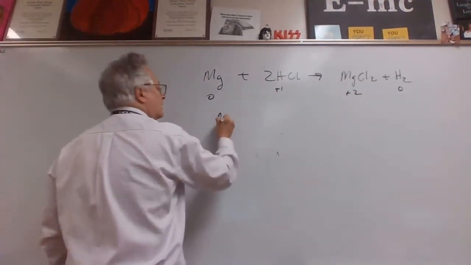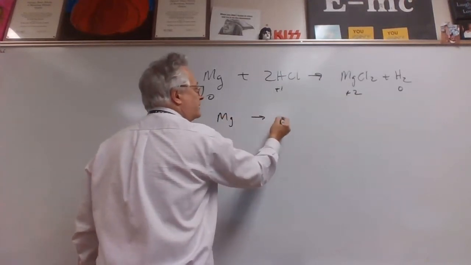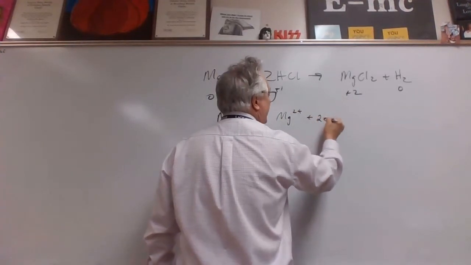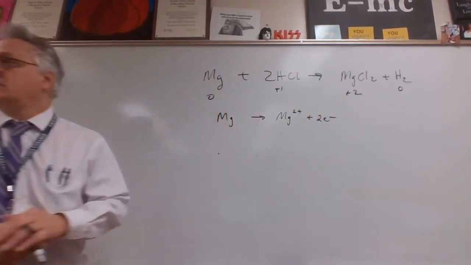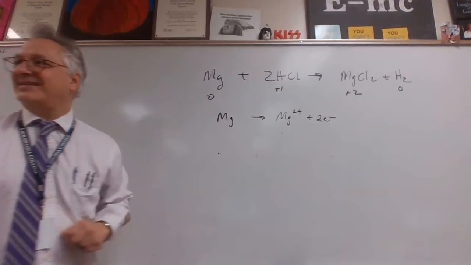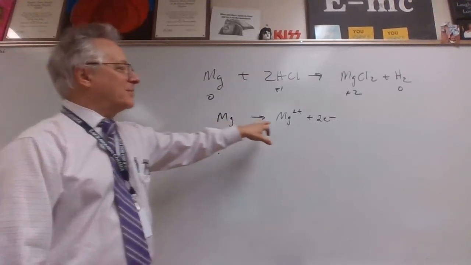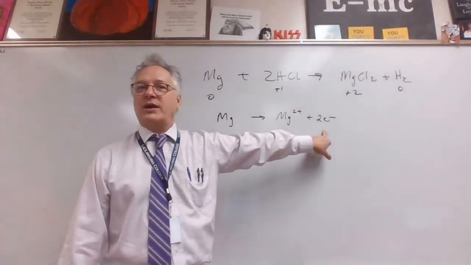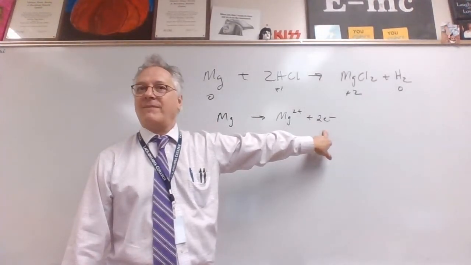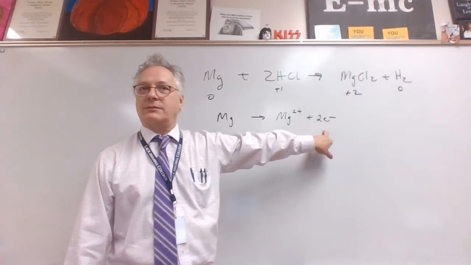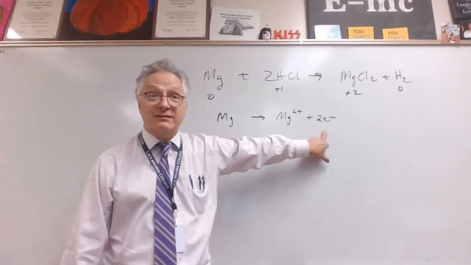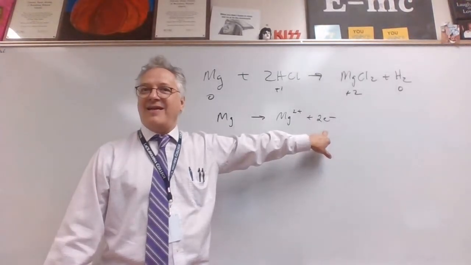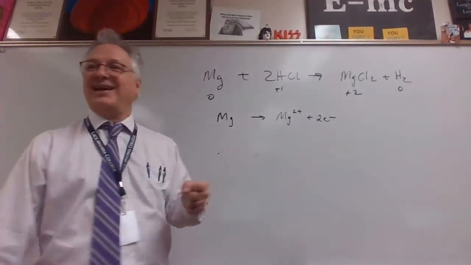Okay. Magnesium going to magnesium 2 plus 2 electrons. What about the 2 in front of the HCl? We're going to take care of that in a second. Magnesium going to magnesium 2 plus 2 electrons. This is the, which one? Oxidation or reduction? Reduction. Oxidation? It's oxidation. Wait, are you talking about the agent?